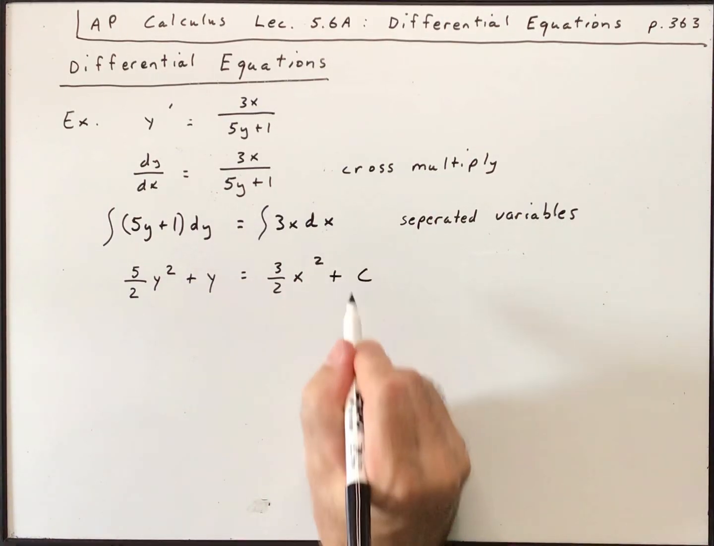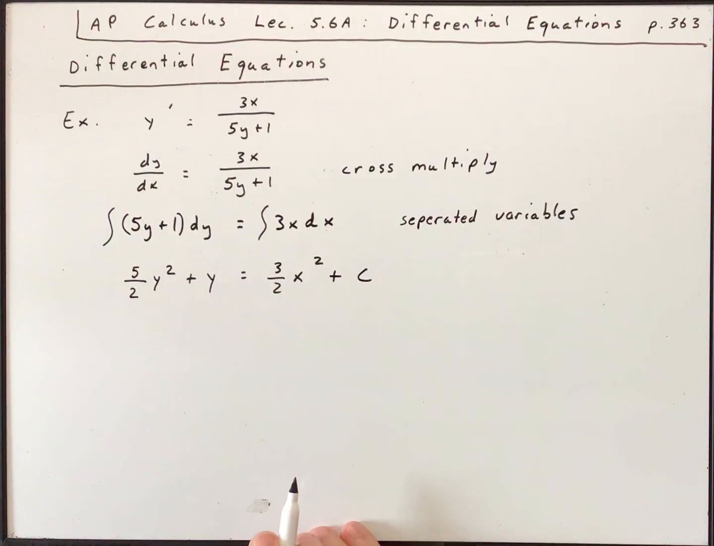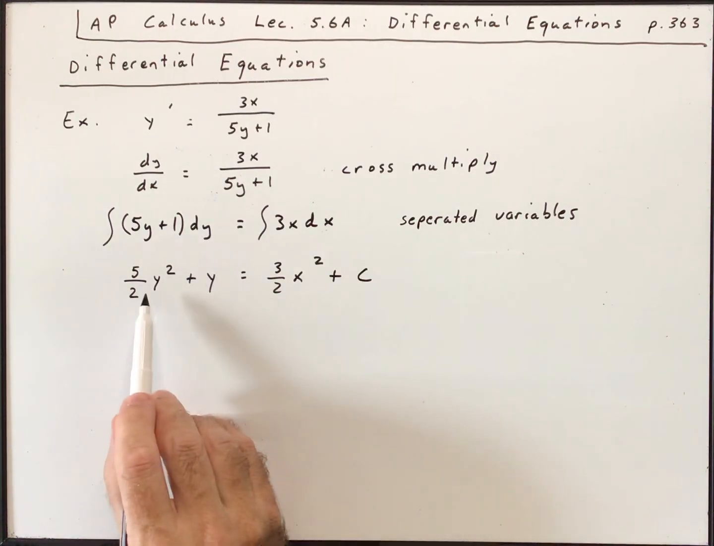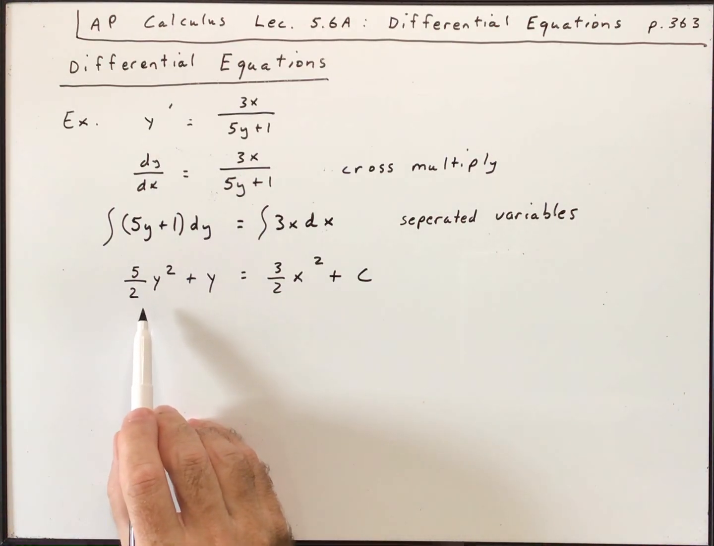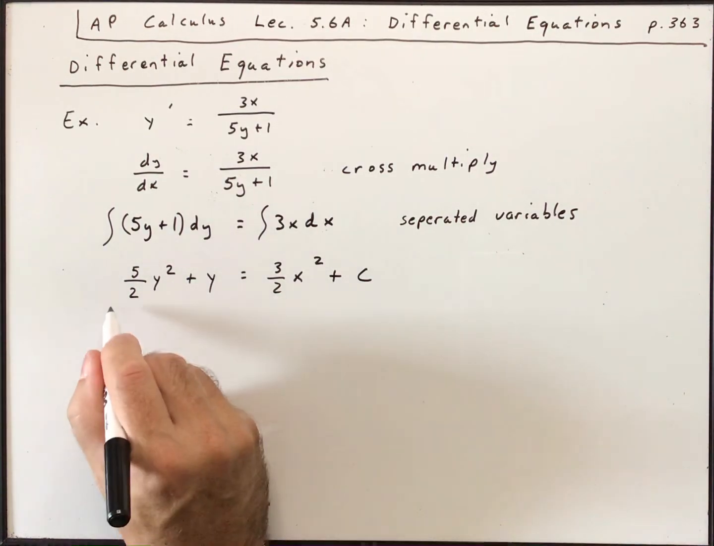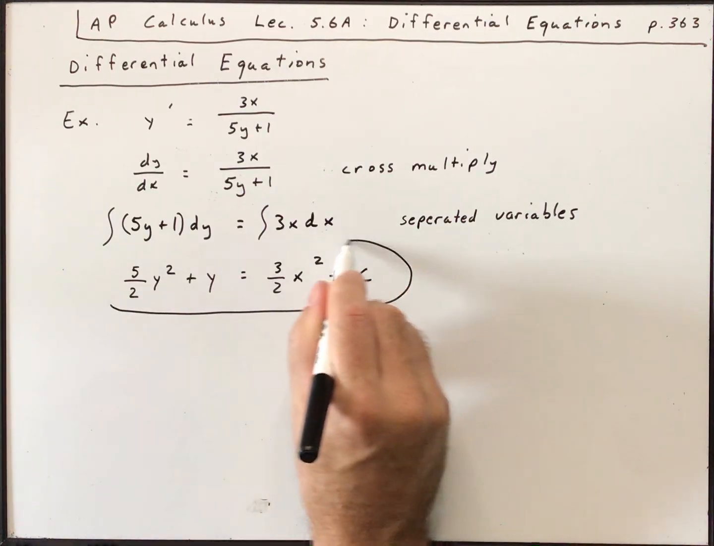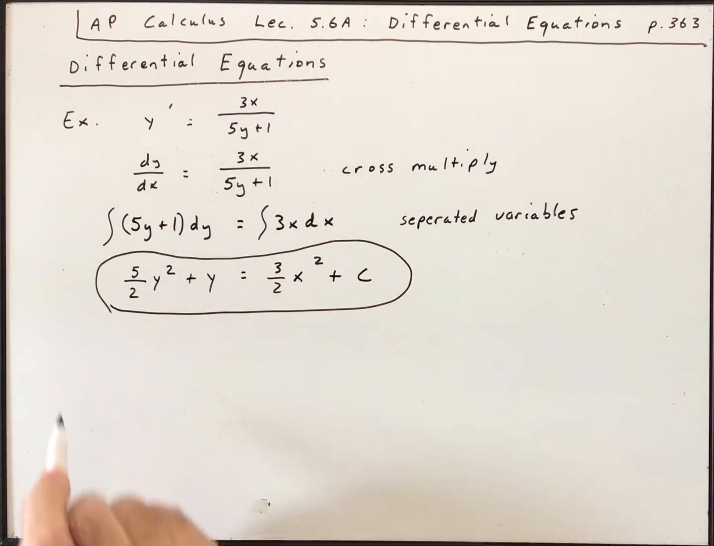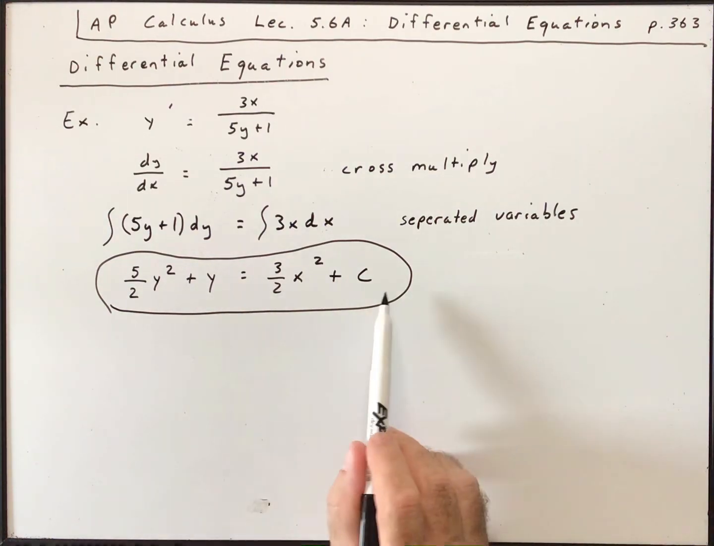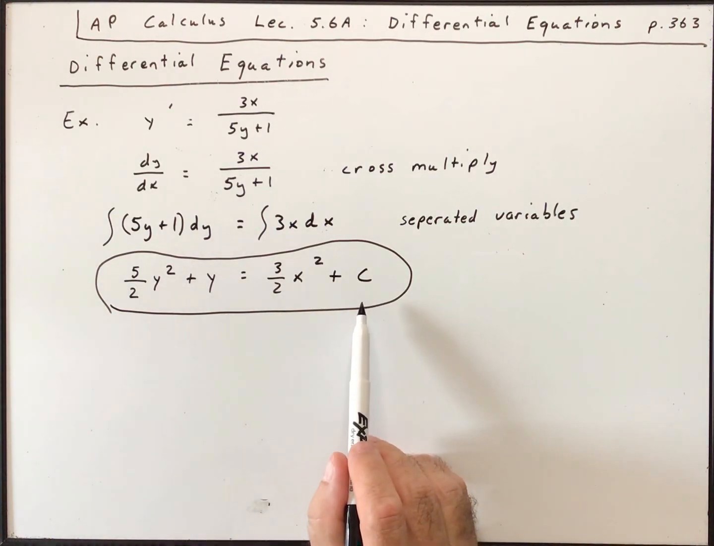Now, believe it or not, mathematicians are okay if you don't solve this for y. They're okay if you leave this alone like this. So for this particular problem, the multiple choice answer would look something like this.